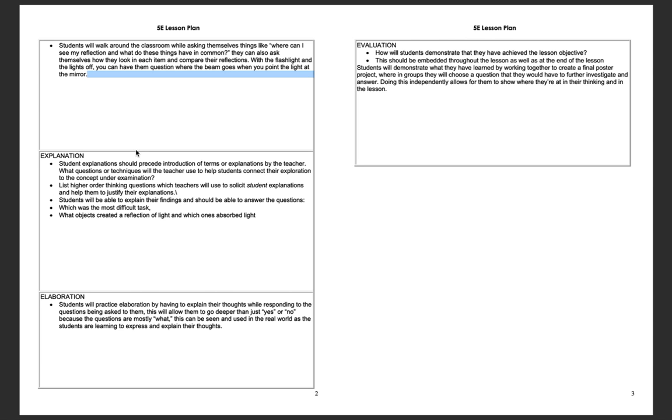The next E is elaboration, and this is where students will practice elaboration by having explained their thoughts while responding to the questions being asked to them. So, elaboration coexists with explanations because this is where they're conversing and discussing more openly what it is that they're learning, what they're finding, and what they're wondering. This can help them in the real world as it's teaching them how to express themselves and explain all of their thoughts.